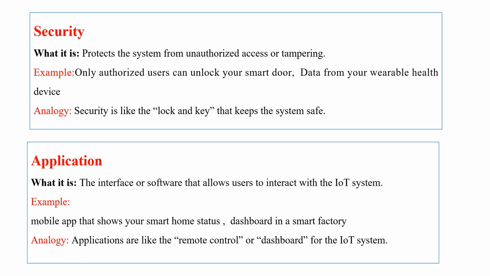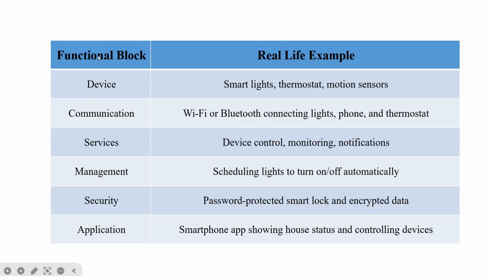One more example is a dashboard in a smart factory to monitor the machines and the production. The application is like the remote control or the dashboard for the IoT system. This is the brief summary. These are the functional blocks, and these are the real-life examples for each particular functional block.